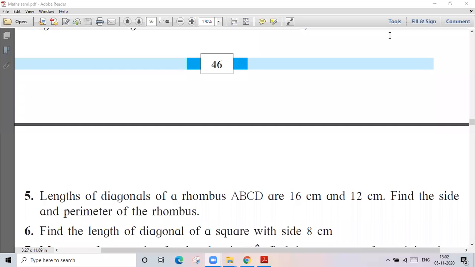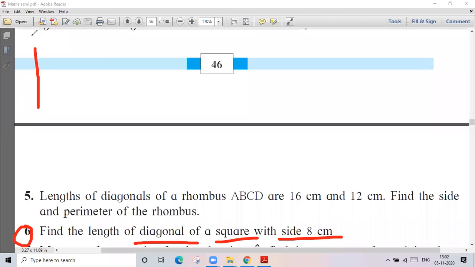चला, तर next question solve करूया. See, I do not have a board here, so I'm utilizing the space available, but I'm trying to solve it as easy as possible. So question number 6, find the length of a diagonal of a square with side 8 centimeter. Okay, so here it is a square.